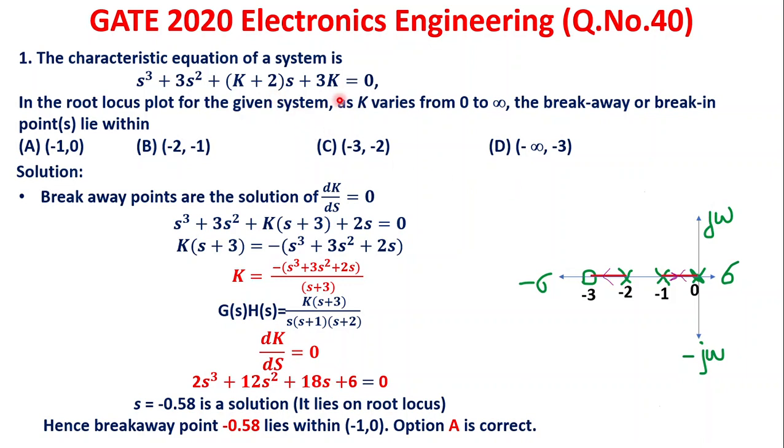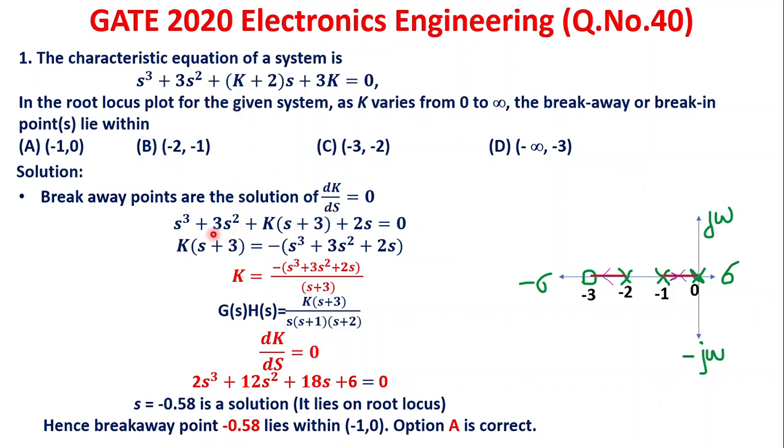So the characteristic equation is given. Generally, when we want to find the breakaway or break-in points, they are the solutions of dk by ds equal to 0. Not all the solutions of dk by ds equal to 0 are breakaway points. We will have to see whether that point lies on the root locus. That's all. So this is the characteristic equation.